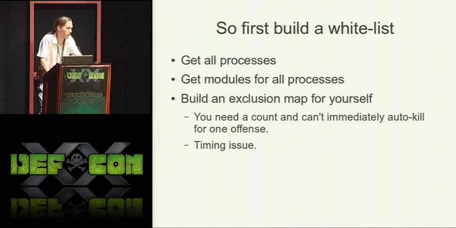So first you could build a whitelist. You could get a list of all processes, all modules in all processes, and that's essentially your exclusion list. And then you've got the rest of memory to check out and see if it's in use, see what permissions it has, see if it has simple headers or structures. Then you could automatically kill anything that you think is reflectively injected, but there's an issue with that.